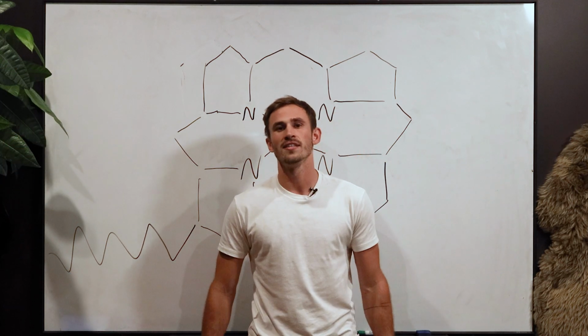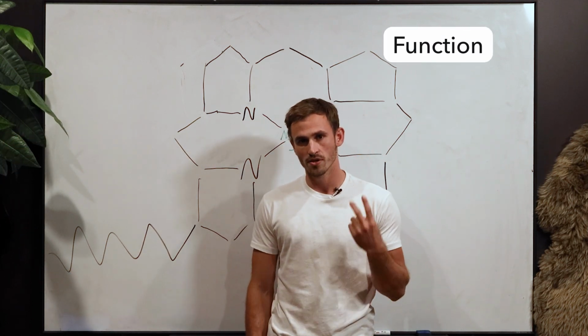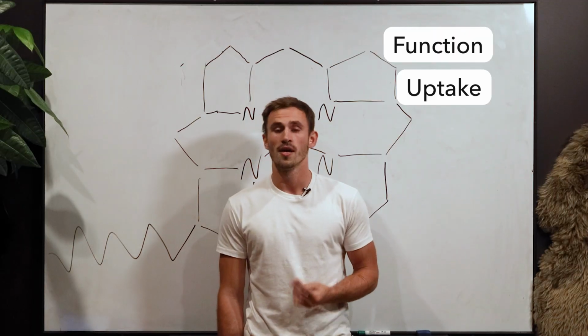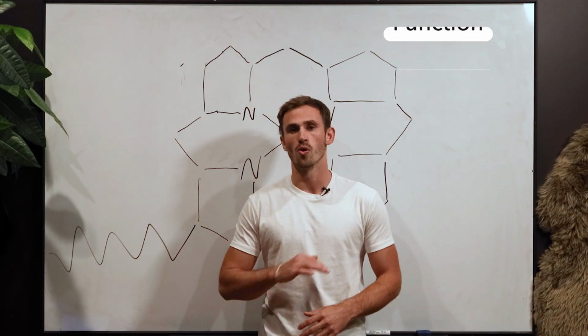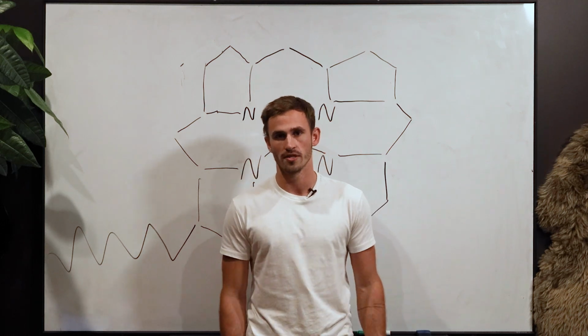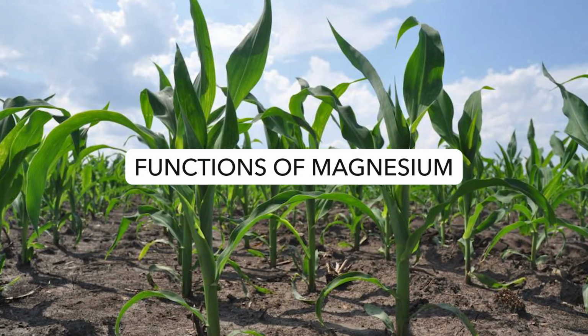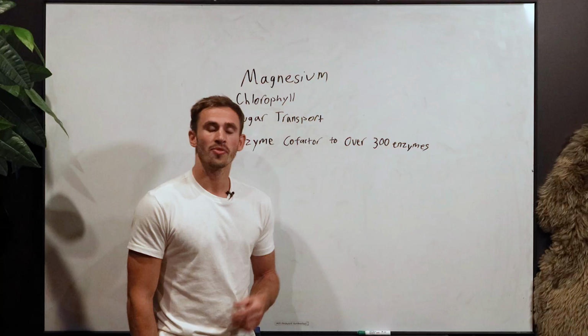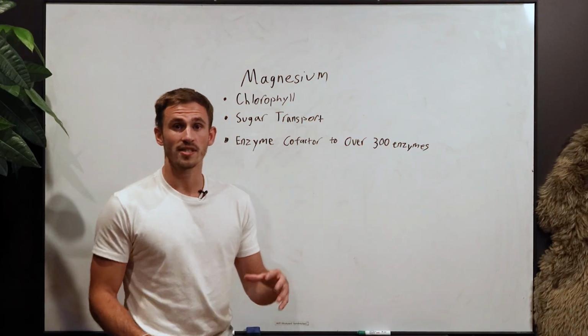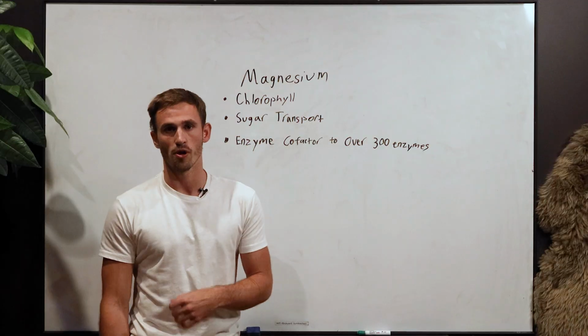Today we're talking about magnesium, what it does in our crops, how it's taken up by our crops, and how it interacts with other nutrients in our soil to ensure that it's always taken up exactly when your crop needs it. So magnesium, an incredibly important nutrient for all of our crops, has a few main functions. The first one, as we saw earlier, it sits right in the center of a chlorophyll molecule.